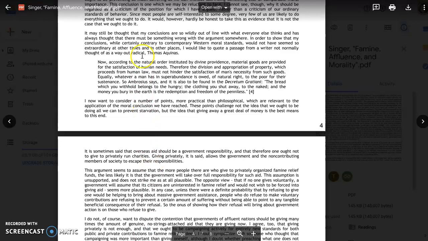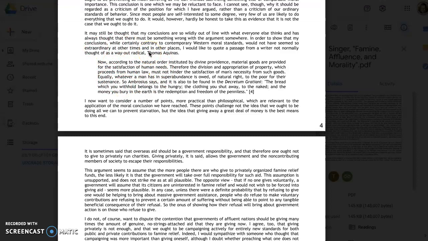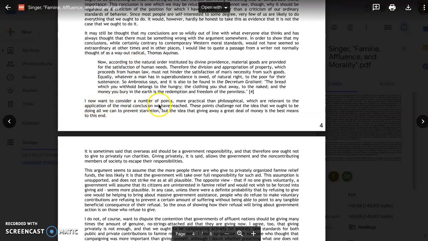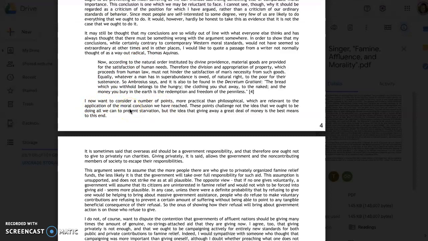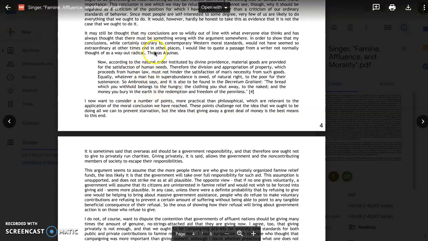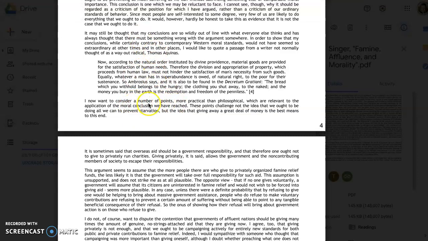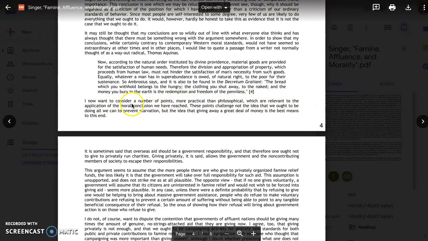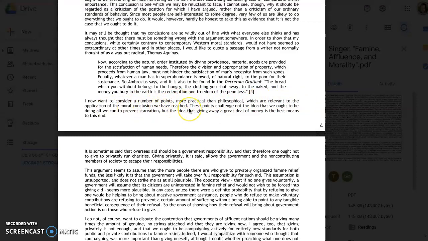So point being, this might be a conclusion to the current section. It feels like one to me. I now want to consider some things, it seems like, and we'd have to be reading carefully to really figure this out. Maybe it is still responding to this, but it feels new. "I now want to consider a number of points, more practical than philosophical, which are relevant to the application of the conclusion we have reached."